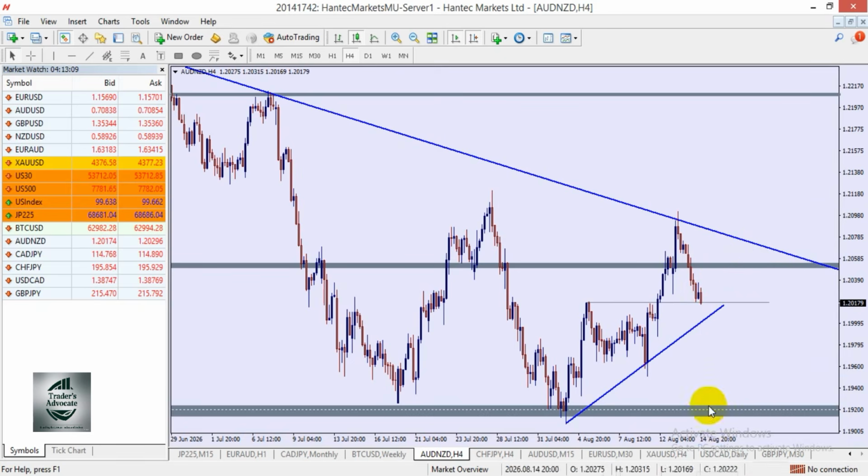Break below here, come down, a break of my counter trend line, I will also be looking for a selling position all the way to the downside. But if you break above here, the old sell setup has been invalidated. But I still think that's the way we should go, over to the downside. This market will fall. This guy will fall all the way to the downside. So the Aussie New Zealand dollar is a sell for me. Aussie New Zealand dollar is a sell for me.